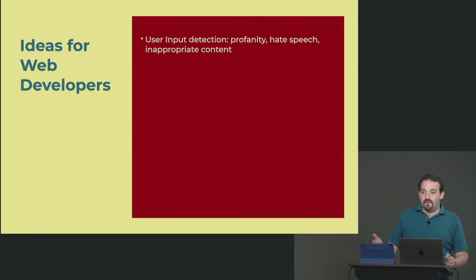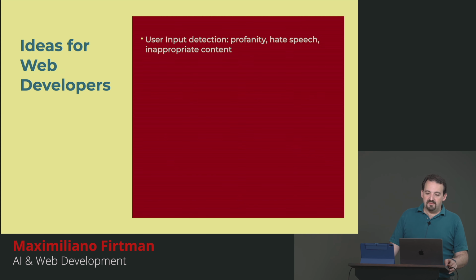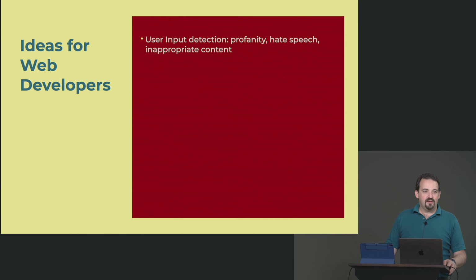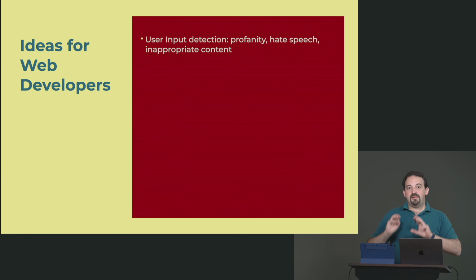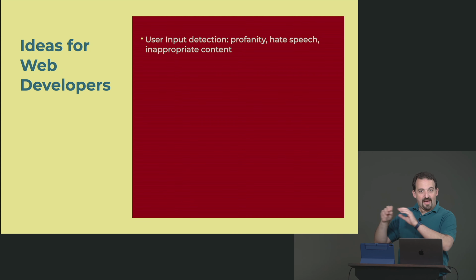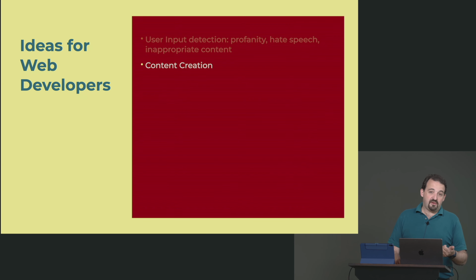You can use GPT for user input detection, such as hate speech, content that you don't want in your system. So you can pass user input to ChatGPT and ask for something in return. And that something can be categorize this content in these possible options. And then you can automatically reject that or not within your system. Content creation, you can create content on the fly.